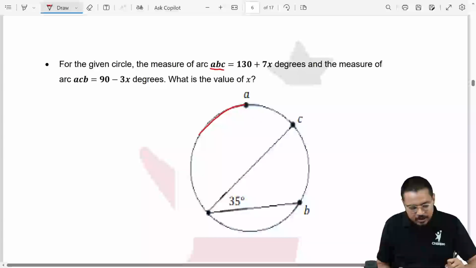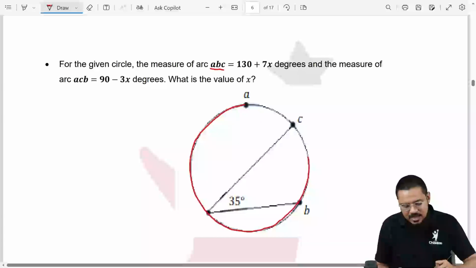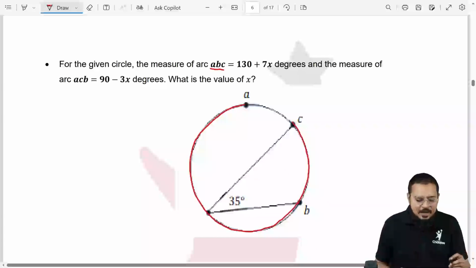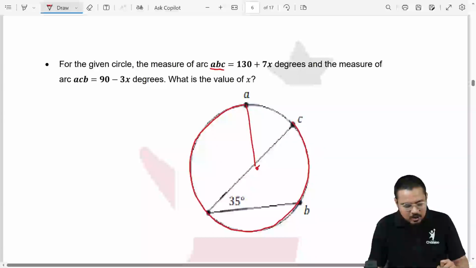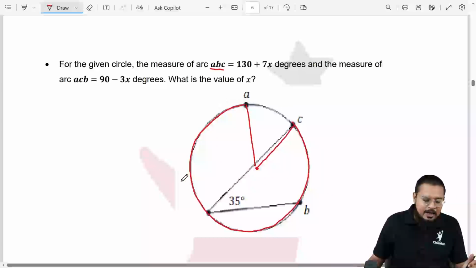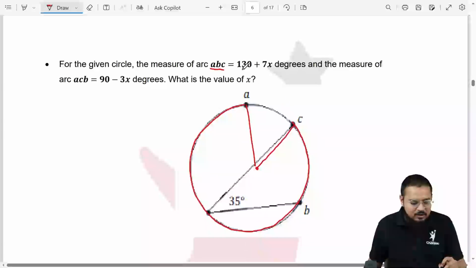Can I draw this arc ABC? This red arc that starts from A, hits B, and then ends at C. That is your arc ABC. Now, for example, let's say this is my center of the circle. Then what is the arc that is created over here? Draw a radius, and you would be able to figure out this arc. This red arc has an angle equivalent to 130 plus 7x. So I'm going to put 130 plus 7x over here.